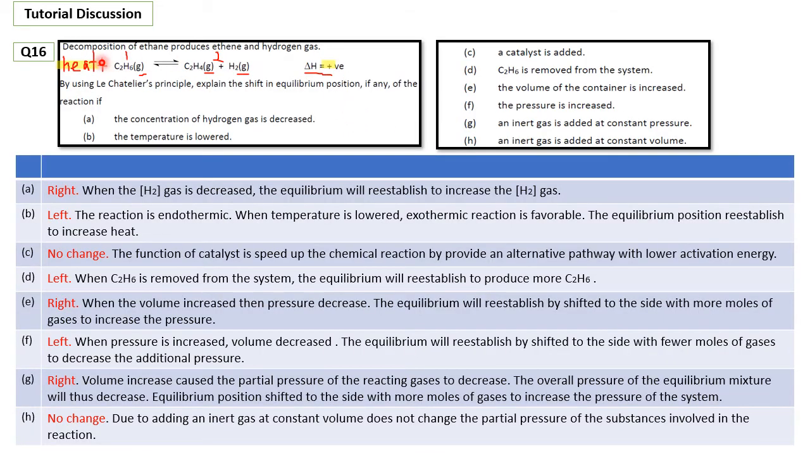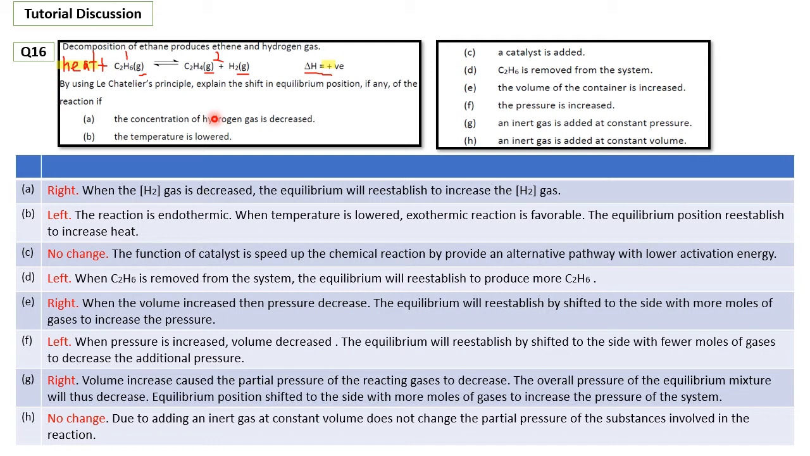Okay, question number 16. Decomposition of ethane produces ethene and hydrogen gas. Again, first of all, check the phase. And then over the reactant, there is 1 mole. Over the products, there are 2 moles. And then the enthalpy is positive, meaning endothermic. So heat is added to the reactant side. By using Le Chatelier's principle, explain the shift in equilibrium position. There are A, B, C, D, E, F, G, H, a total of 8 questions.